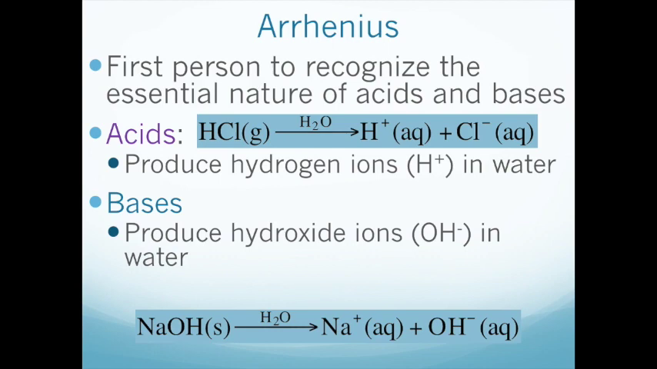Now, these delineations between acids and bases were first recognized by a man named Arrhenius, and so they are called Arrhenius acids and bases. Arrhenius acids produce hydrogen ions in water, and bases produce hydroxide ions in water. Now, this is a basic definition that works for most of the common bases and acids. However, there are a number of acidic and basic properties that cannot be accounted for by this simple model.